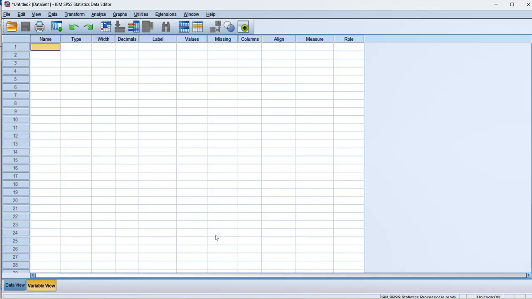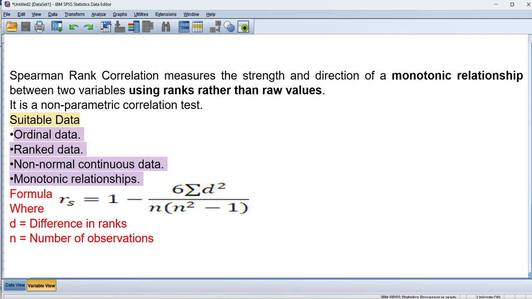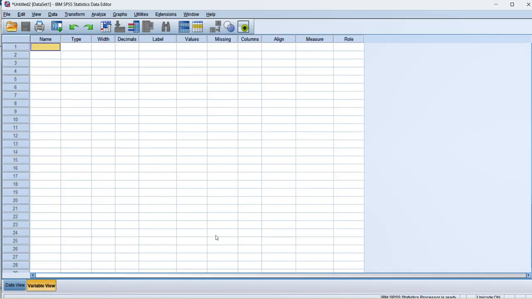Now I will discuss Spearman correlation. Spearman rank correlation measures the strength and direction of a monotonic relationship between two variables using ranks rather than raw values. Keep in mind, Spearman rank correlation uses ranks instead of their values. It is a non-parametric correlation test and generally used for data which have ranks.